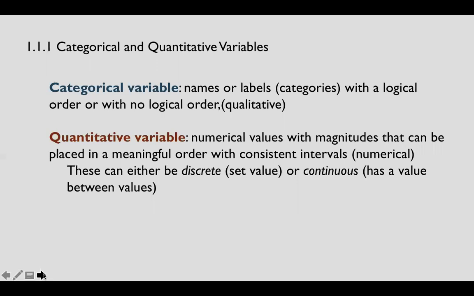Discrete quantitative variables have a set value. So if you think of, for example, the number of children in a household, that would have a set value, while a continuous variable would have a value between values, such as weight or distance you run. So you could weigh 125.2 pounds, for example. That would be a continuous variable, while for a discrete variable, if you think of counting children per household, it could be 1, 2, 3. You can't have values between values there.